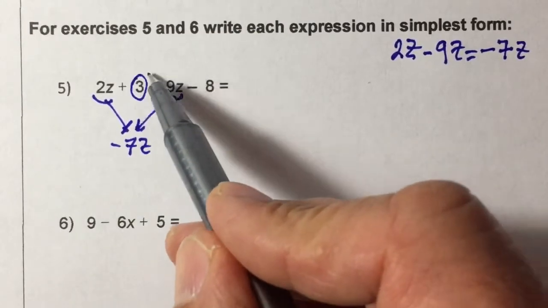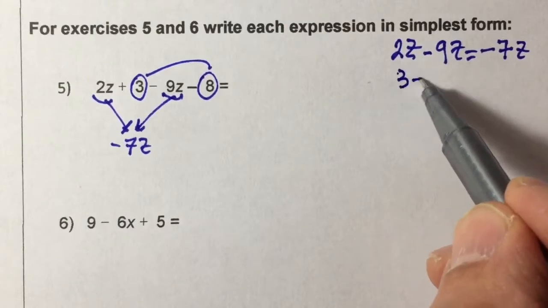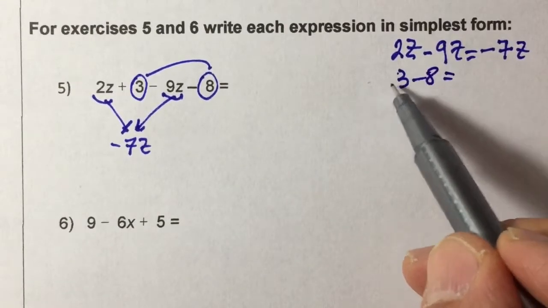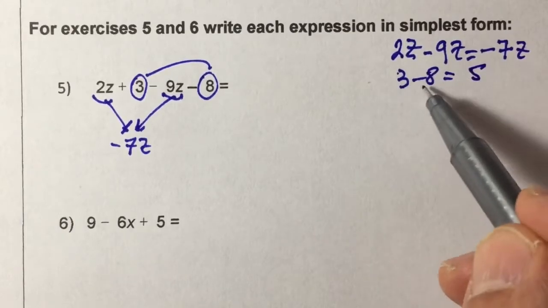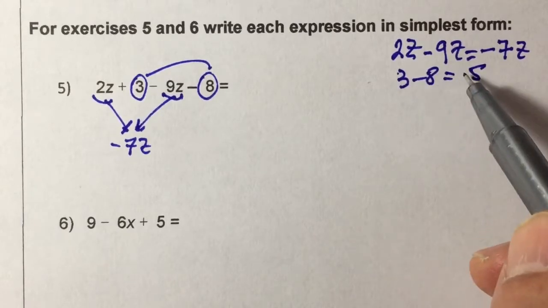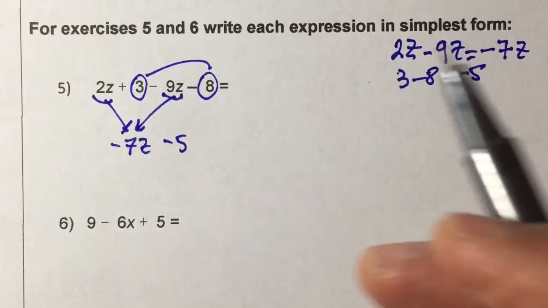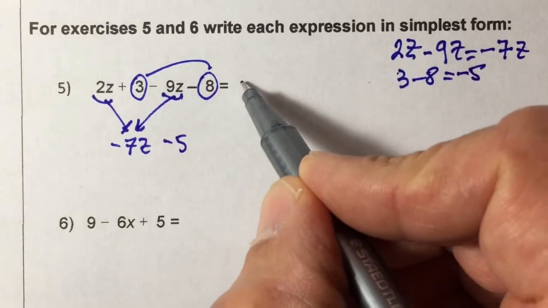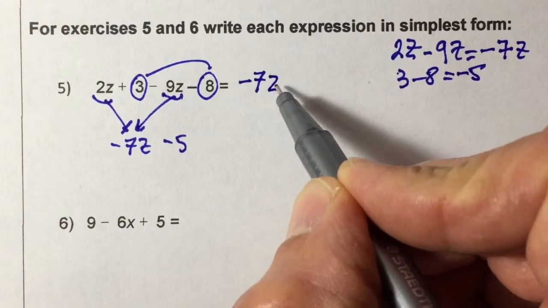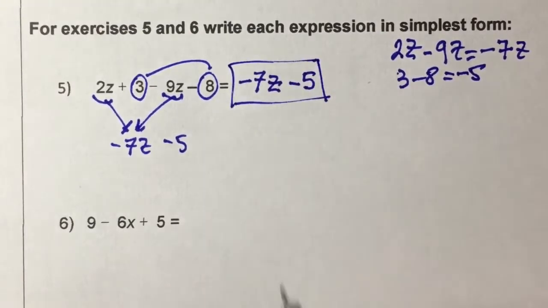Now let's do the numbers, 3 and negative 8. Let's do 3 minus 8. Again, different signs. I subtract 8 minus 3, 5, and I keep the sign of the bigger, that is 8. And it's negative 5. So the equivalent expression when written in simplest form is going to be negative 7z minus 5. This is the answer for the first problem.